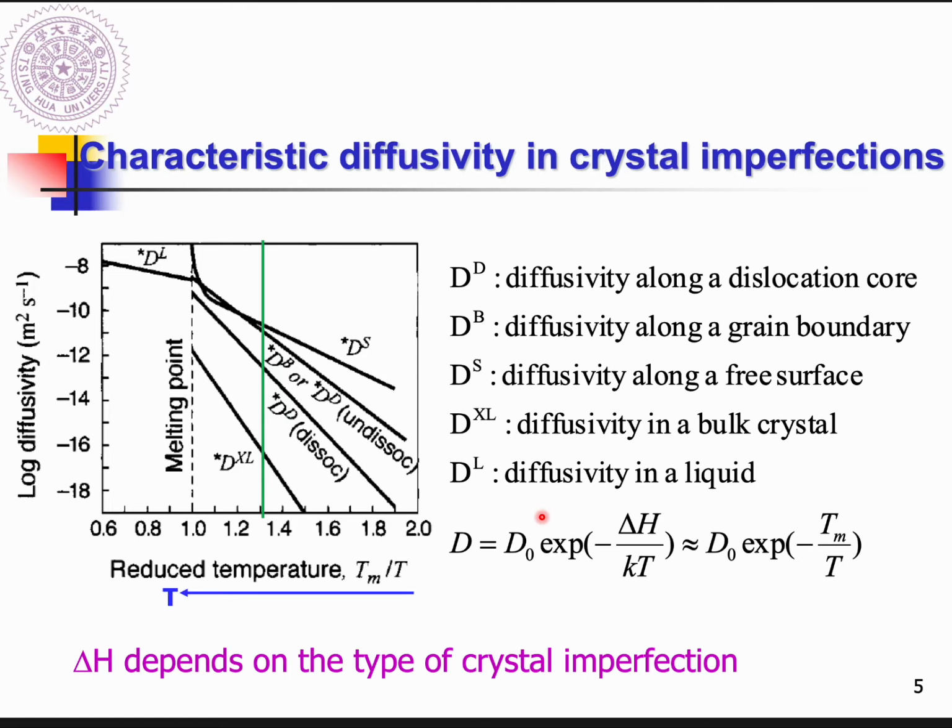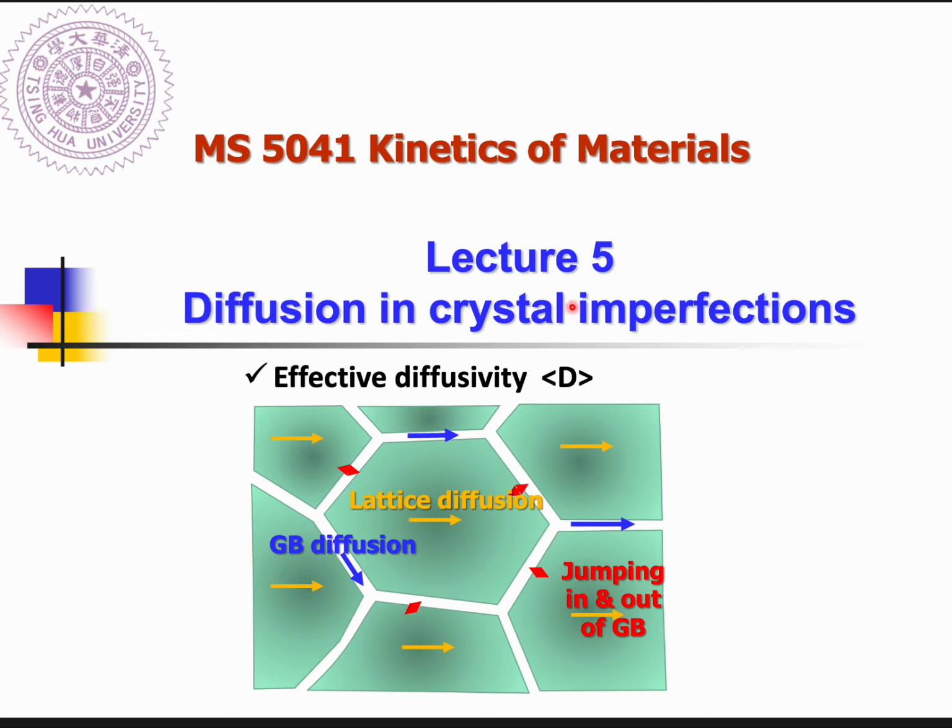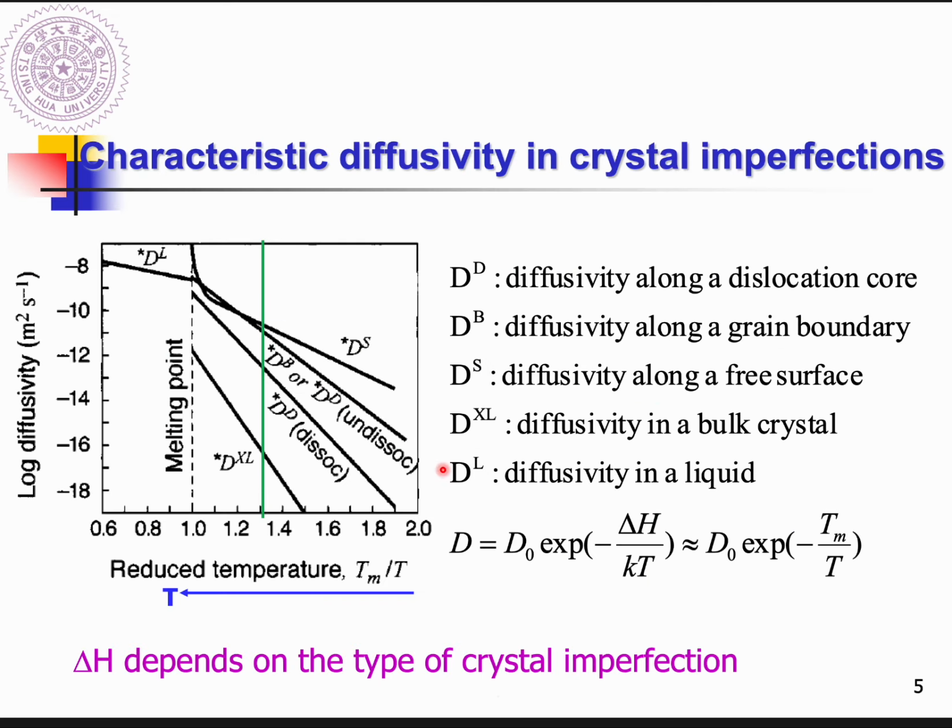Okay, so let's give you a quick review of the previous class. In lecture 5, we wanted to tell you how to estimate the diffusivity in materials with different types of crystal imperfection size, for example, polycrystalline materials. So how can we estimate the diffusivity of polycrystalline materials? And the term we also showed you is entitled characteristic diffusivity in crystal imperfection size.